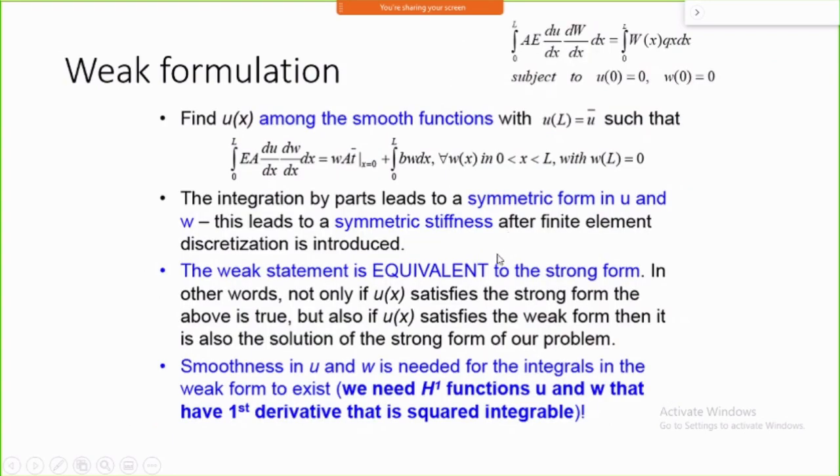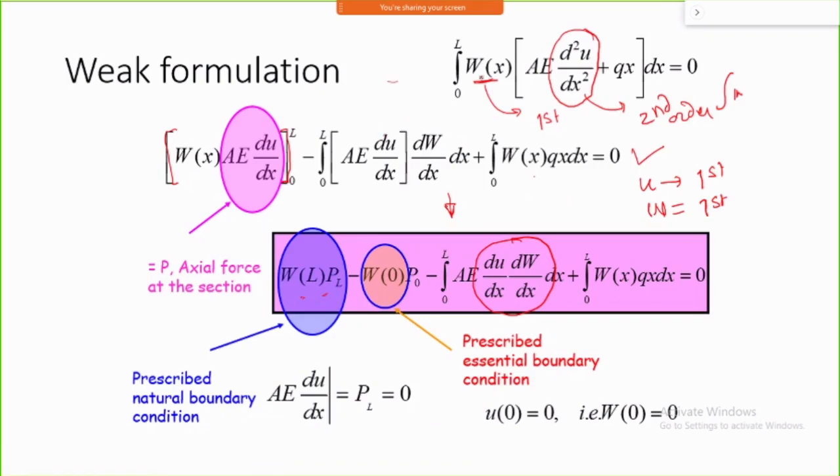Here the derivative of w you can observe. Here one derivative is reduced. So the requirement on both functions now becomes the same. Initially the requirement on the weight function was lower, and here it is higher. That is made to be the same on both functions. That is what is called a weak formulation. This is what a weak formulation is.